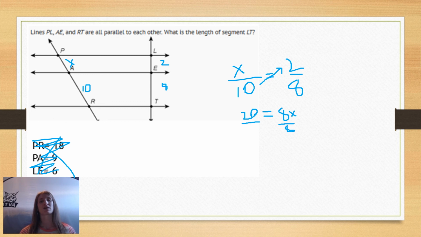All right, so you can see that if I was doing it this way, it would be 20 divided by 8. And we would get 5/2, or if I change that to a decimal, 2.5.